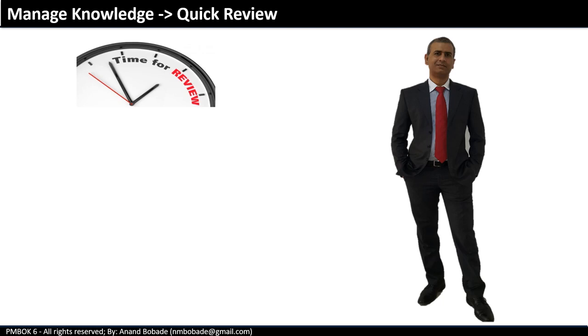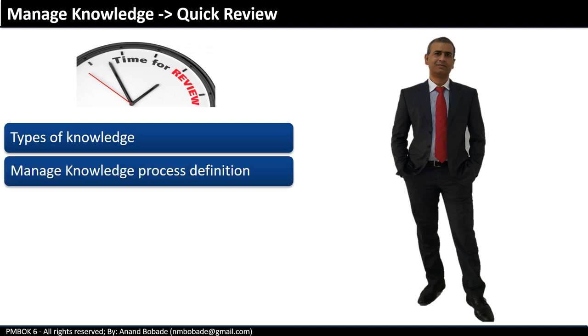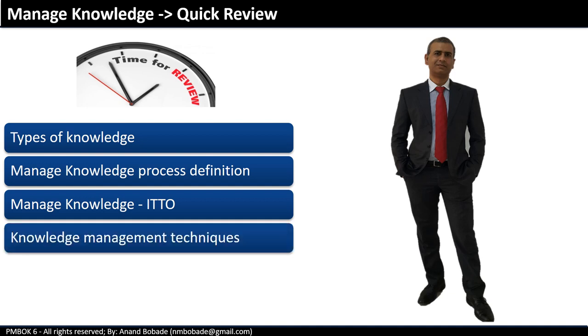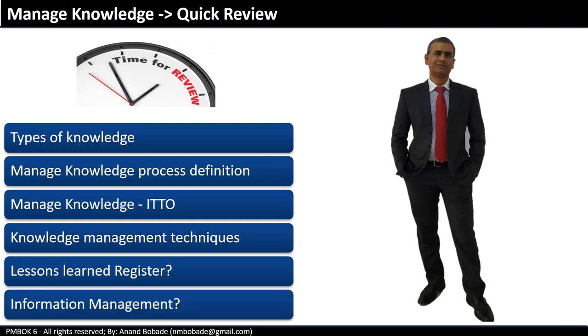We learned about the types of knowledge, that is explicit and tacit knowledge. We went through the process definition. We talked about various inputs, tools, techniques and outputs. We also tried to understand different knowledge management techniques like networking, meetings, workshops, storytelling. We talked about the lessons learned register and what it contains, and also learned about information management tools and techniques that help us to create information and connect people to that information.